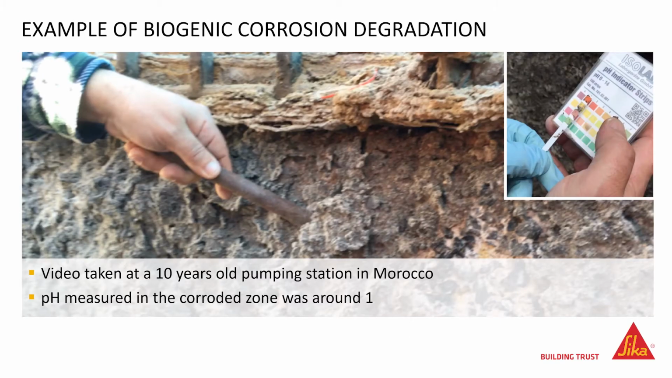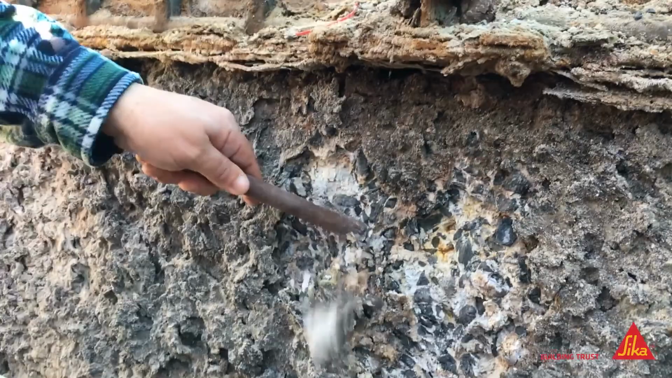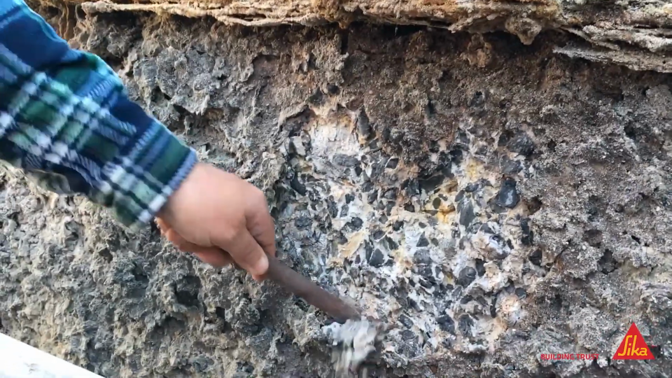The next video was taken in a concrete pit of a small pumping station near Casablanca in Morocco. The pH measured at this location was around 1, as shown in the embedded picture. Note how easy the damaged concrete can be removed.